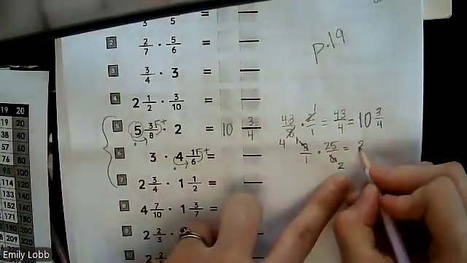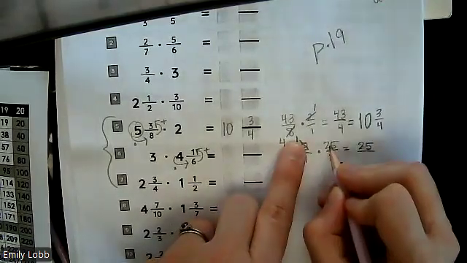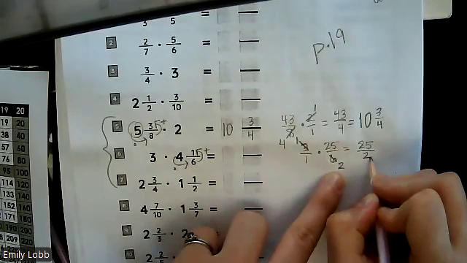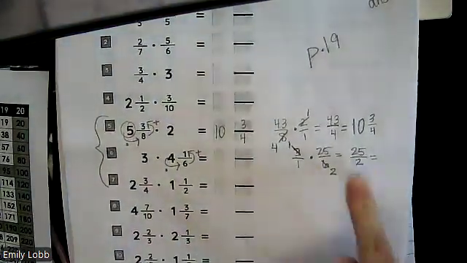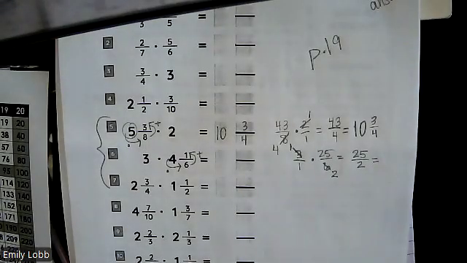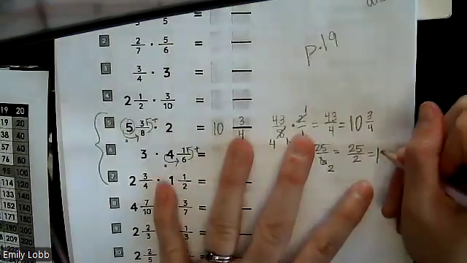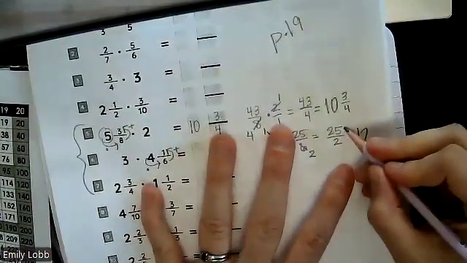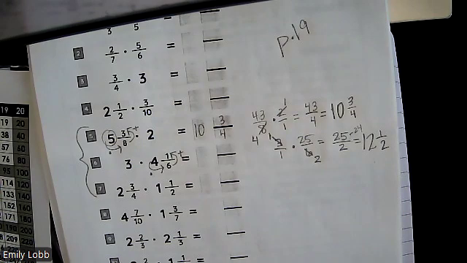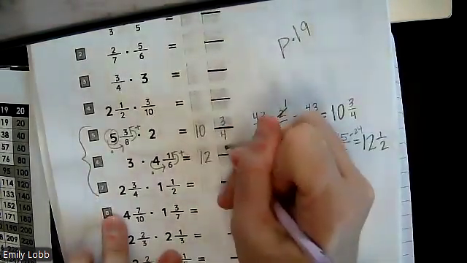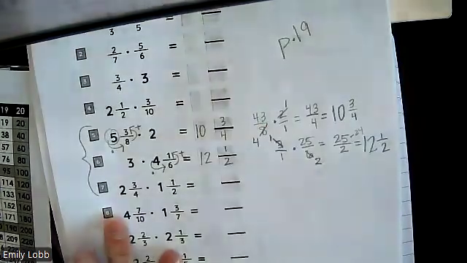So I'm left with 25 on the top, right? 1 times 25. And 1 times 2 is 2. This means I'm thinking, how many groups of 2 could I take from 25? 12, because 12 groups of 2 would be how many? 24, right? So I'd have a remainder of 1. So here we have 12. And we have 1 and 2.